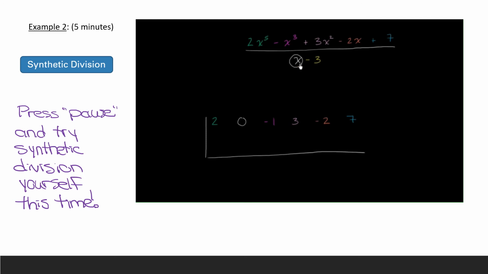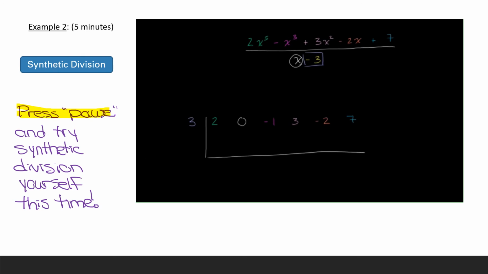In this case, we have x minus 3. So we have this negative 3 here. And the process we showed, there's other ways of doing it, is you take the negative of this. So the negative of negative 3 is positive 3. And now we're ready to perform our synthetic division.